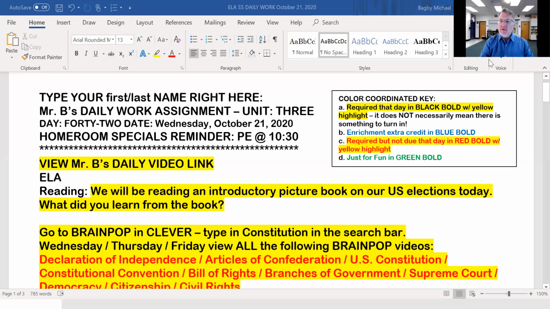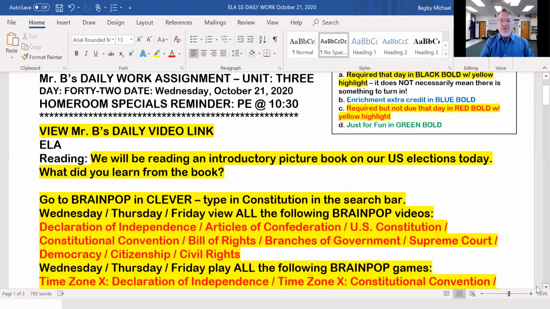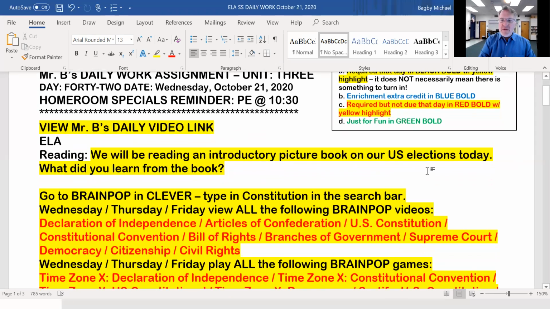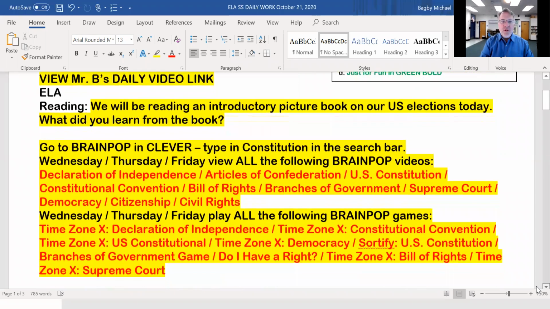Let's just jump right into that Word doc. Day 42, Wednesday, October 2nd. My homeroom, you have PE today. We'll be reading an introductory picture book today on the U.S. elections and what they are and how they work. And we'll be starting a more involved book tomorrow, but today is an introductory picture book.